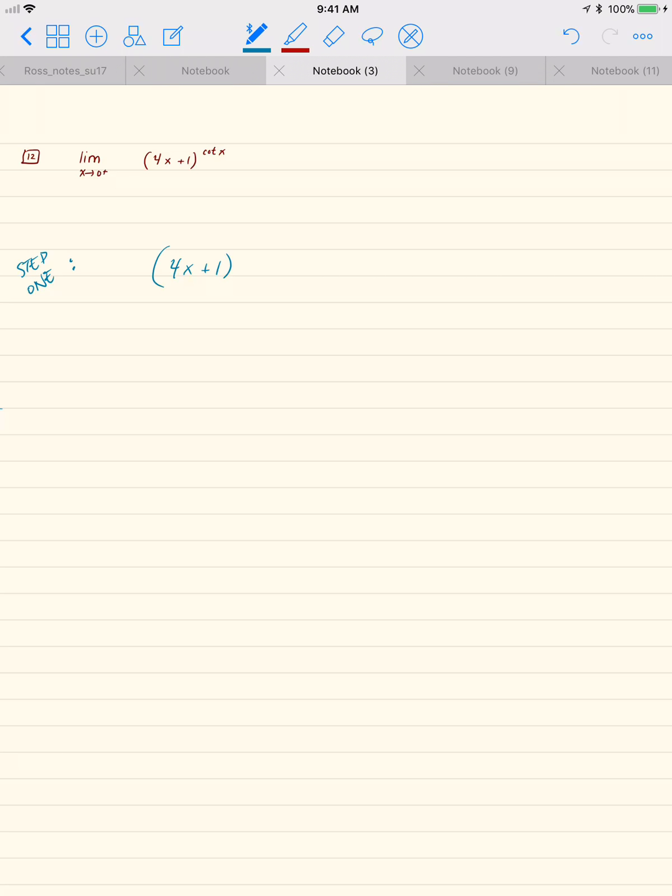(4x + 1) to the cotangent of x is equal to e to the natural log of (4x + 1) to the cotangent of x, which is equal to e to the cotangent x times natural log of (4x + 1). That's step 1. Now step 2 is to compute the limit as x goes to 0 from the right of our exponent, cotangent x times natural log (4x + 1).